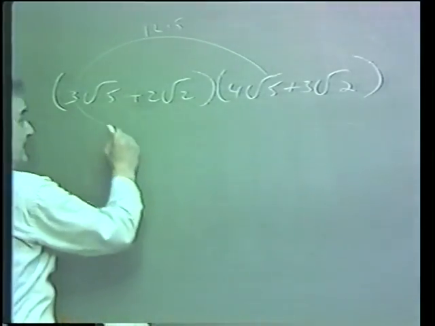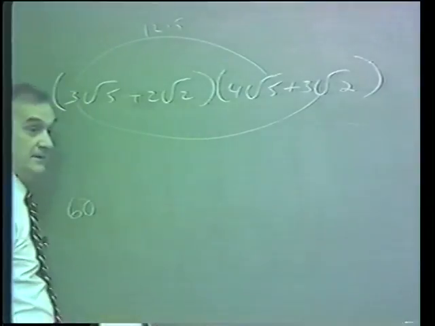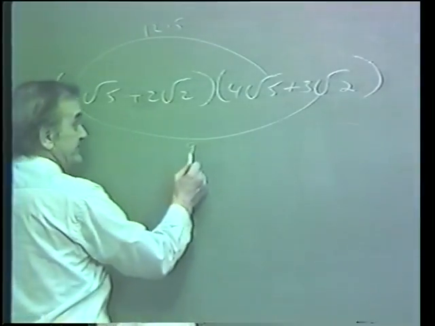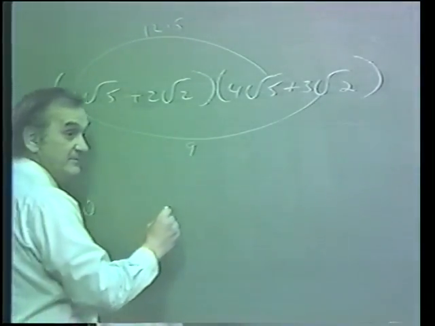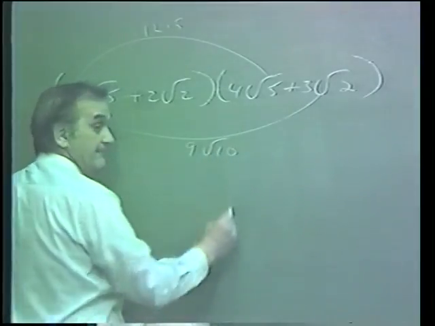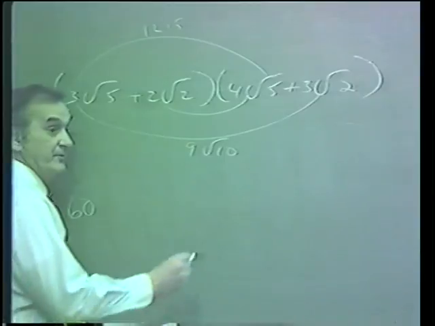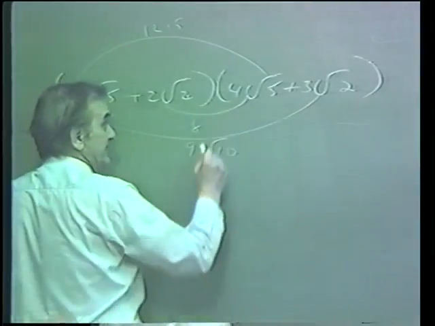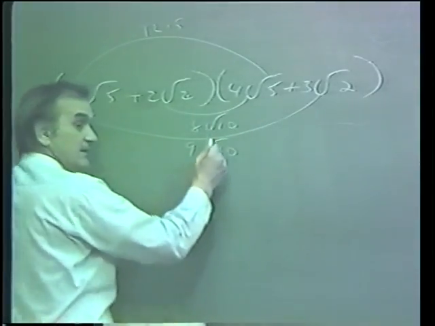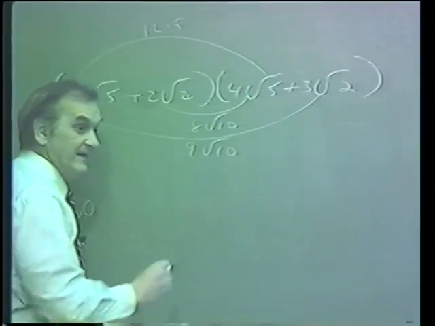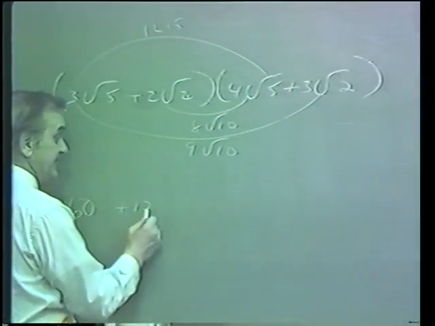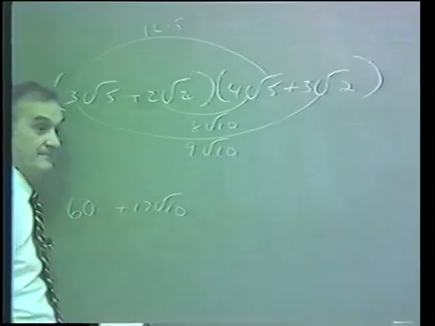Now we multiply the outers. Coefficients, 3 times 3 is 9. The square root of 5 times the square root of 2 is the square root of 10. We multiply the inners. 2 times 4 is 8. The square root of 2 times the square root of 5 is the square root of 10. We now add those. If I add these, I get 17 square roots of 10.